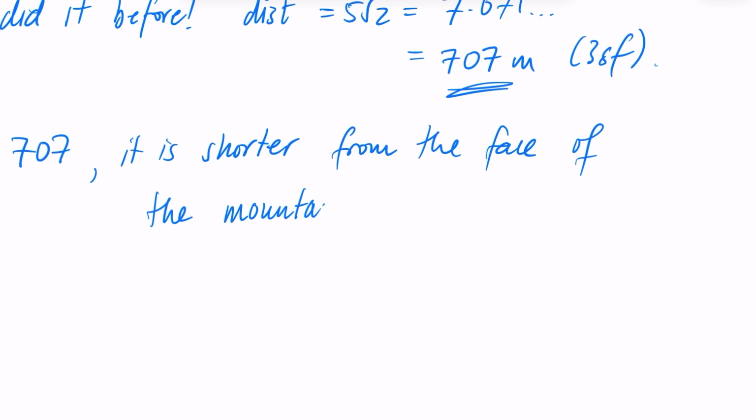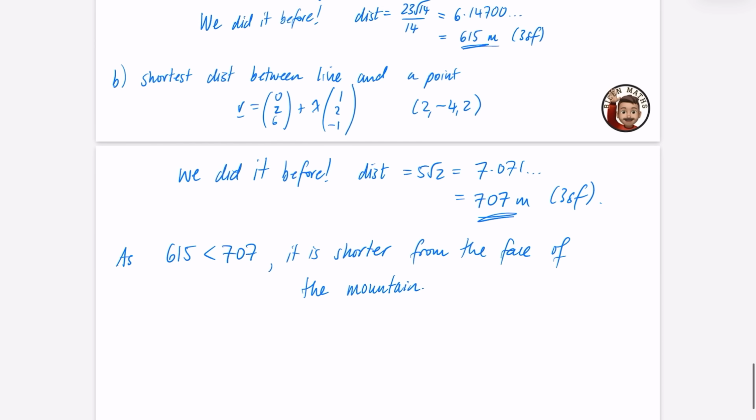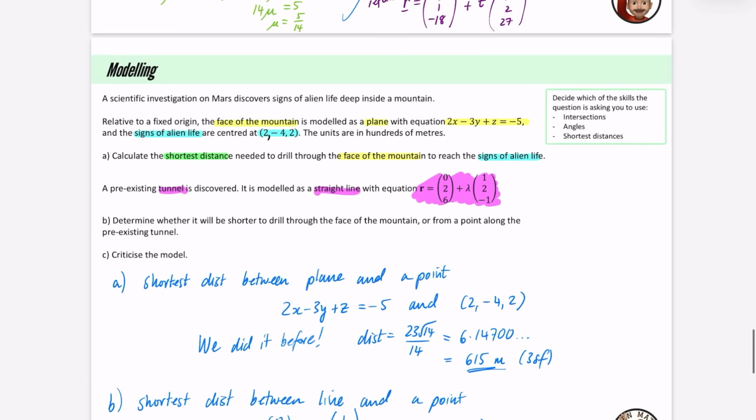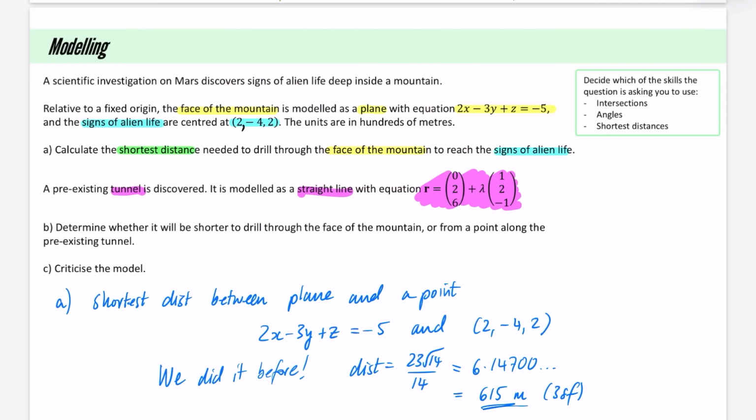And as always, in these kinds of questions, they like to say, let's criticize the model. Now, there's plenty to criticize in this model. We could say something like, it is unlikely that the face of the mountain is going to be a flat plane. It is unlikely that the tunnel is going to be a perfectly straight line. It is unlikely that the signs of alien life are concentrated at one single coordinate. It may be better to model it as like a larger area. If they asked us about where it would be quicker to drill through, we could also say things like the materials might be different. There might be different kinds of stone nearer to the tunnel. There might be different kinds of stone nearer to the surface of the mountain. All sorts of things to criticize like that.